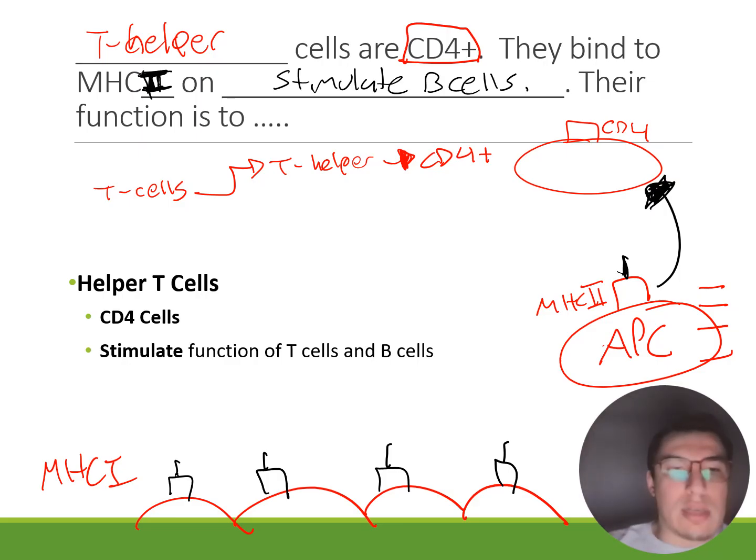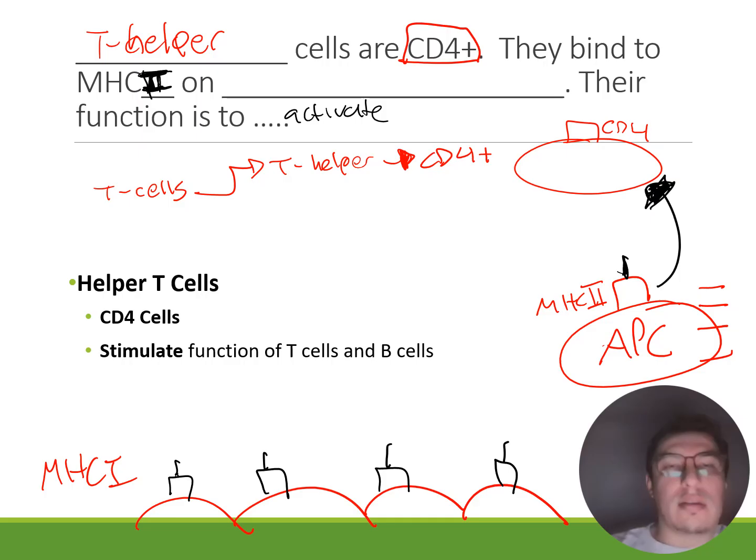Actually, let's go ahead and rephrase that. So this goes right here. The function is to activate T and B cells. So they activate themselves because they want to start division, right? And this is on antigen presenting cells, APCs, whichever one of these four is.